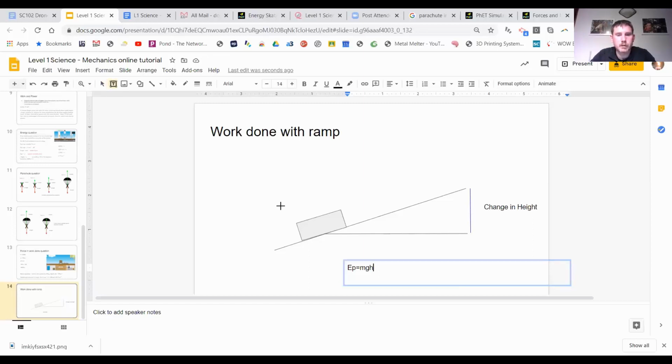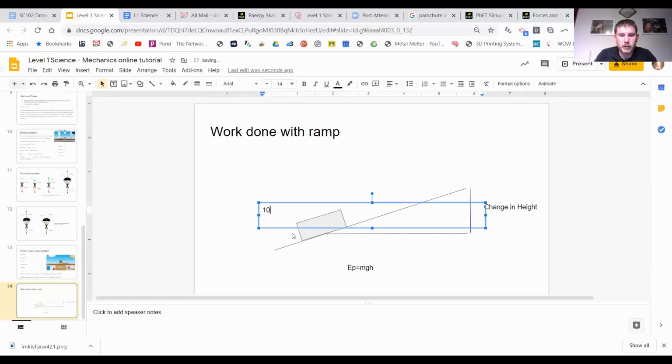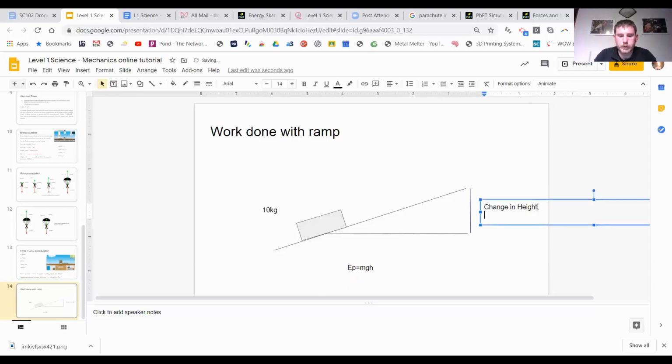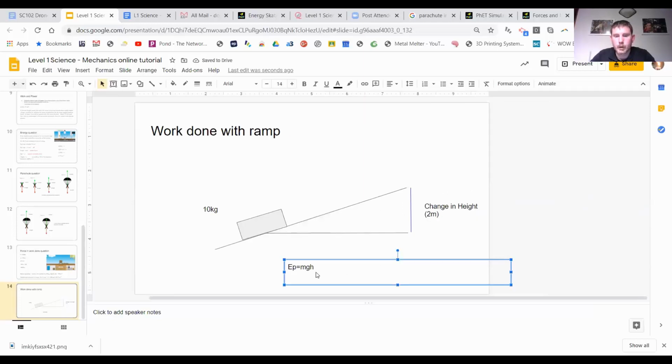What do we want the mass of the object to be? Let's call it 10 kilograms. It's a nice easy number to work with. And the change in height is, what should we say, 2 meters. Then we would be looking at EP is equal to 10 kilograms times 10 for g, the acceleration due to gravity, times 2. And so the EP in that situation would be 200 joules. And that is the work done.